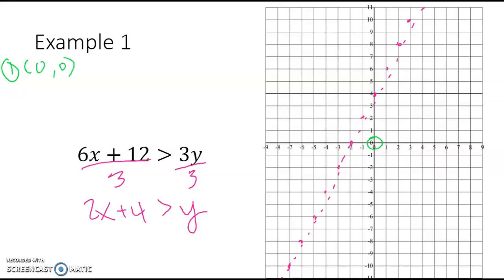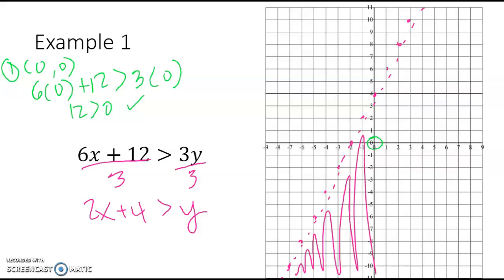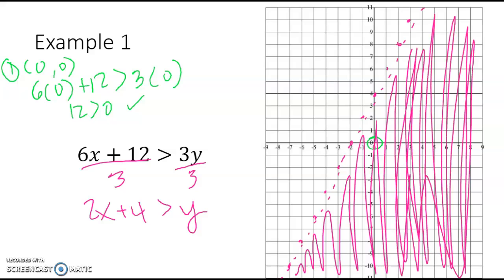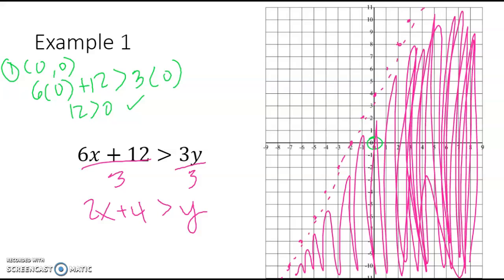So 6 times 0 plus 12 is greater than 3 times 0. Let's see. 6 times 0 is 0. Is 12 greater than 0? Yes, it is. So that ordered pair satisfies this inequality, which means that it's part of the solution set. So my final graph is going to look like this. Okay?